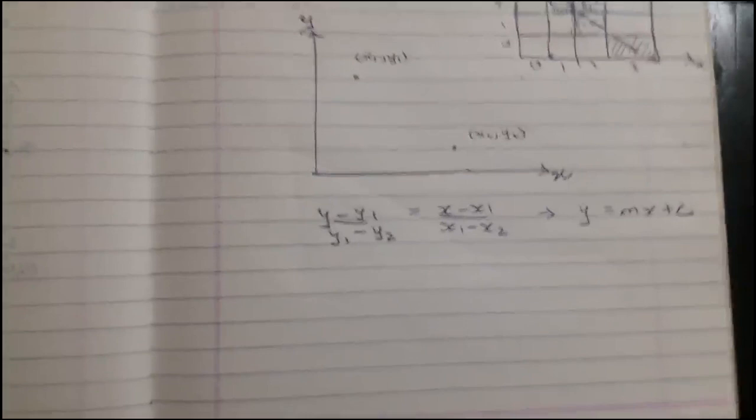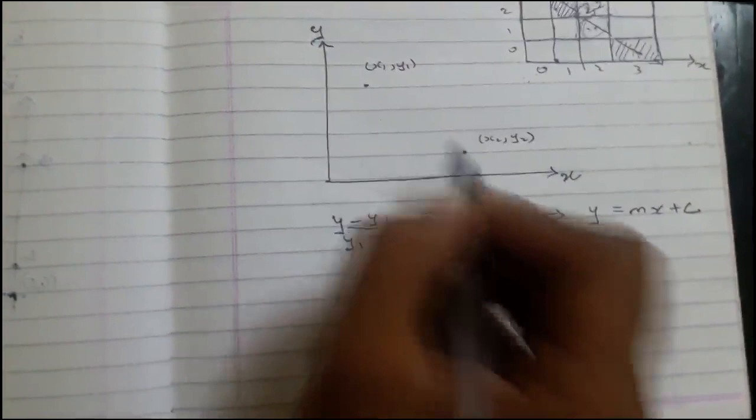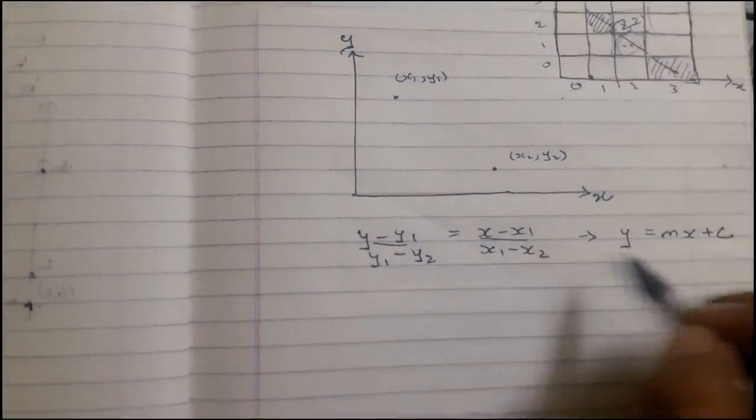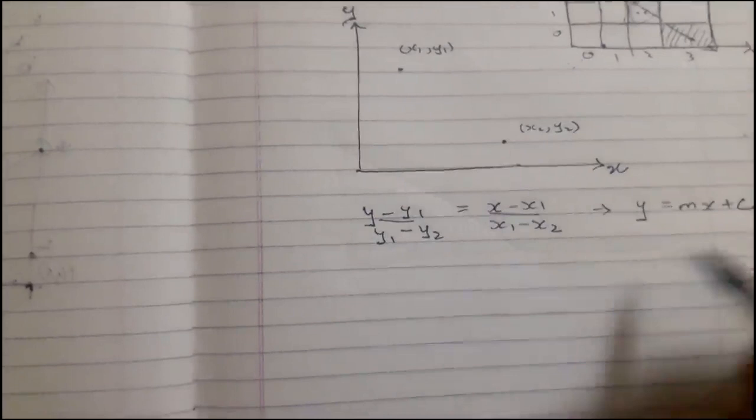So this equation will basically give you the line that you want. So you will have to plot the line over here, that is y is equal to mx plus c. You can see doing this is a little tedious for a machine. So this basically increases the complexity of the algorithm.